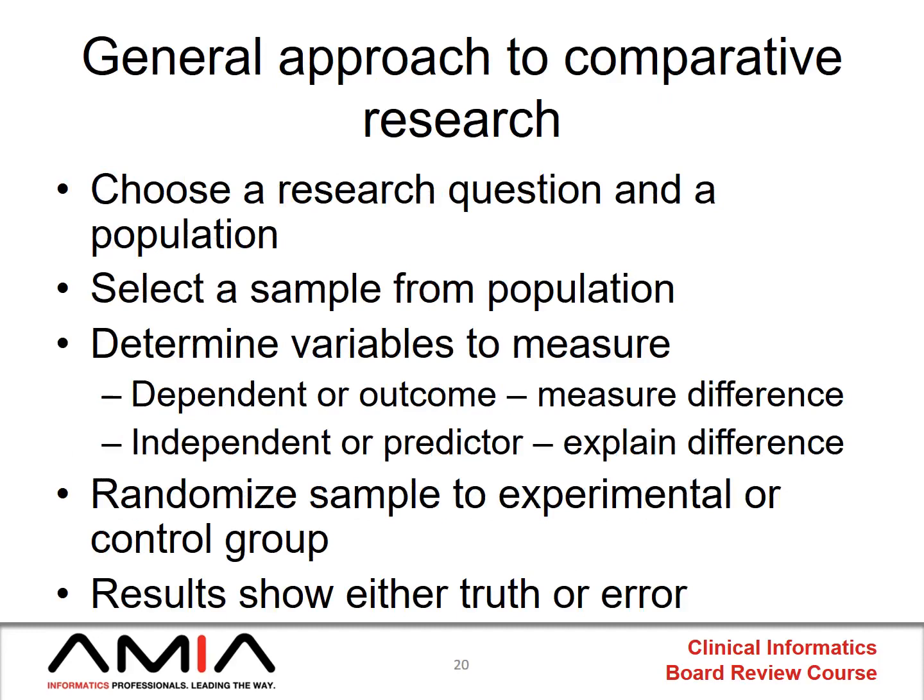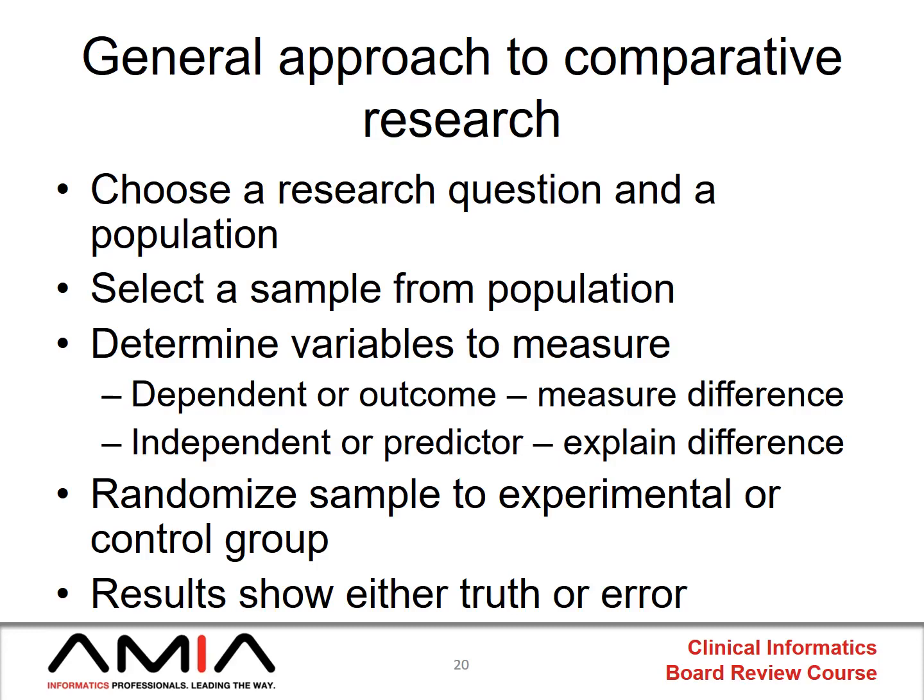What is the general approach that we take in comparative research? Well, first we have to choose a research question. What is it that we wish to ask? And then a population to whom that research question is applied. We might be asking, for example, whether one user interface or another interface leads to fewer errors in a group of physician users. Of course, we can't do research on the entire population, so we select a sample from the population. We also have to determine the variables that we're going to measure.